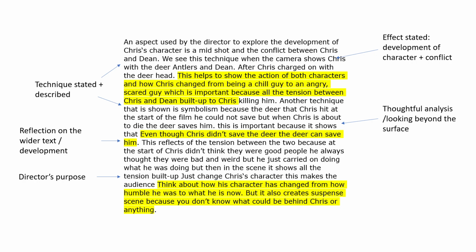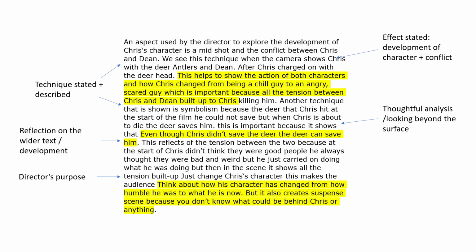So you can see that they're explaining that the shot helps to show the action of both characters and how there was a change. And then they look at another technique, which was symbolism, and they've described that symbolism, and then they've explained the effect there. "Even though Chris didn't save the deer, can save him." So they've referenced the wider text and created a connection between this moment and another moment in the film. They've then continued to explain and explore the ideas that they've got there.